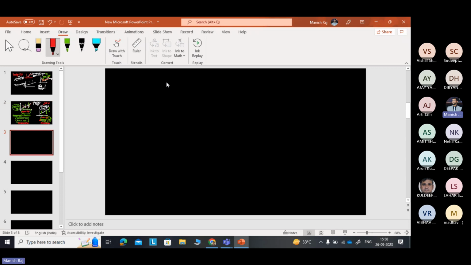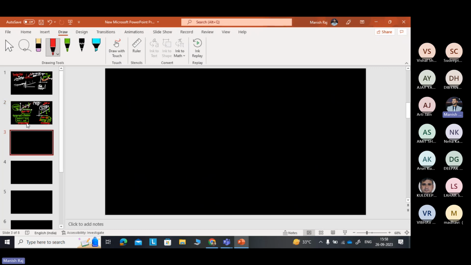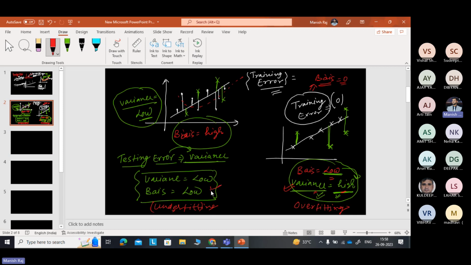We have to find the midway, or you can say we have a trade-off between these two things, variance and bias. So every time we have to go for low variance and low bias. It means some testing error and some training error will be there, but we accept that model. So every machine learning model should have low variance and low bias.